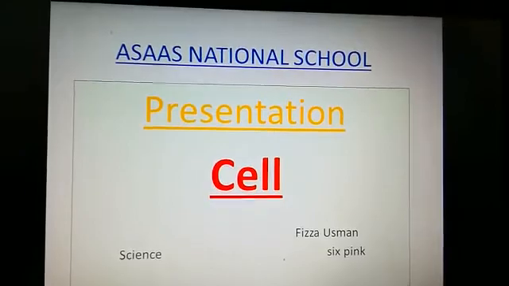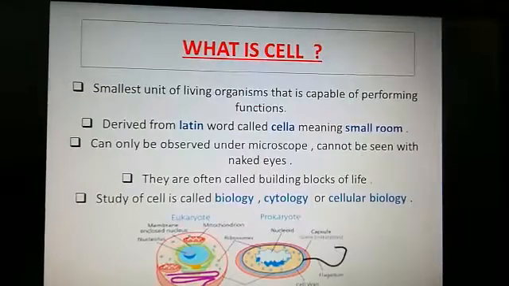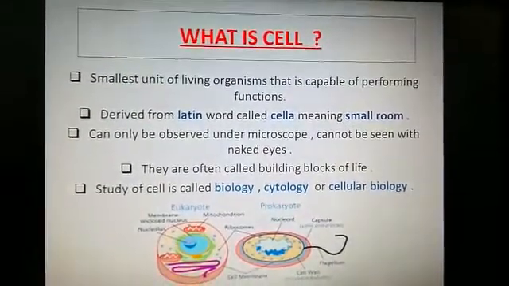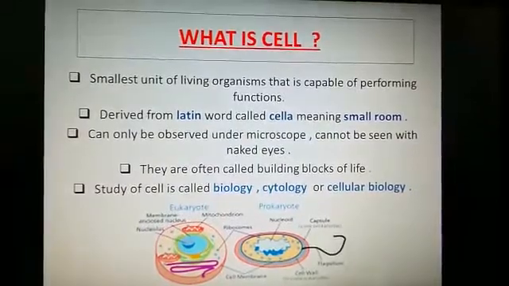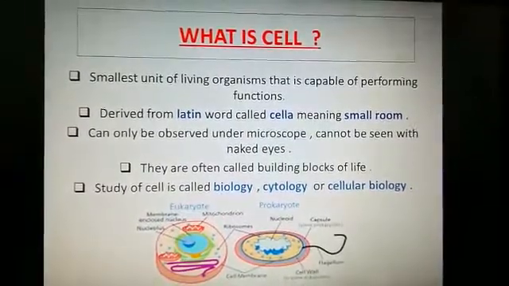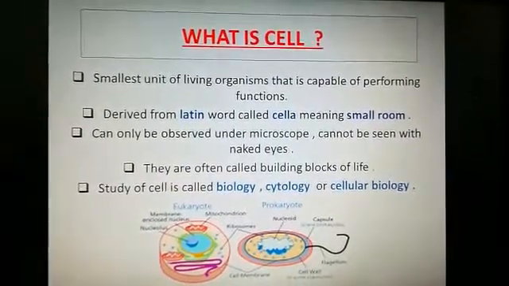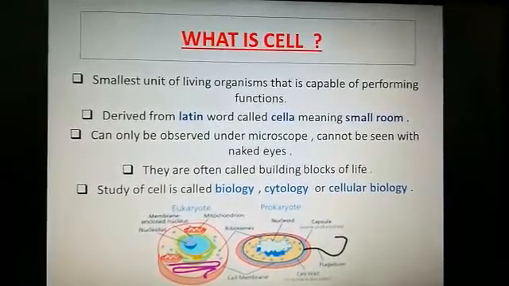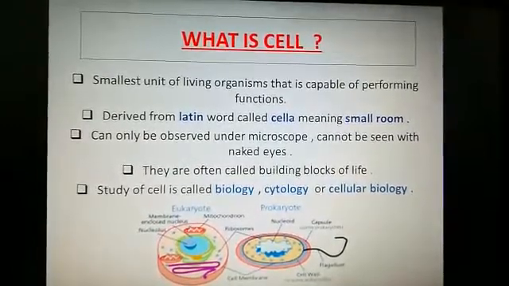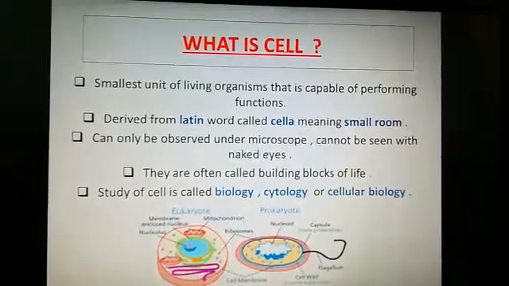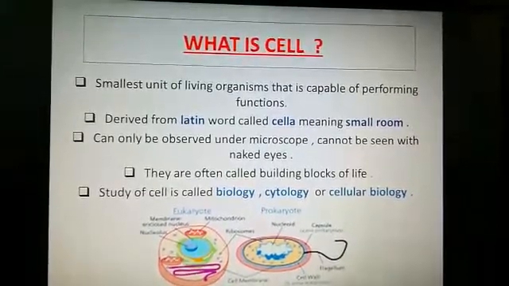So today my presentation topic is cell. Do you know what is cell? Cell is the basic structural, functional and biological unit of life. Cell is the smallest unit of living organism that is capable of performing functions. The word cell is derived from a Latin word called cella, meaning a small room.